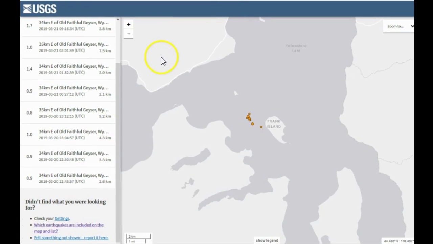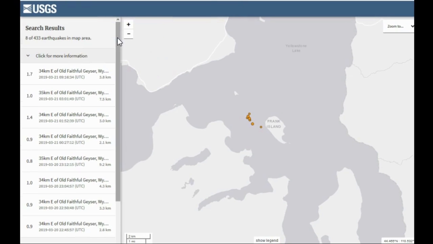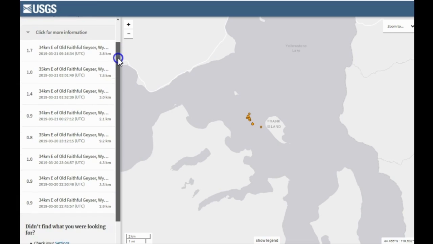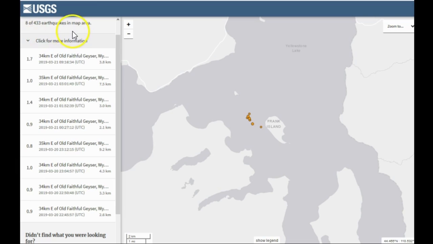Okay, let's look at the reported earthquakes of this swarm, shall we? It was not major by any counts, but it is a little bit larger than the somewhat small ones we have seen in the past few months. Only 8 have been reported for this earthquake swarm.